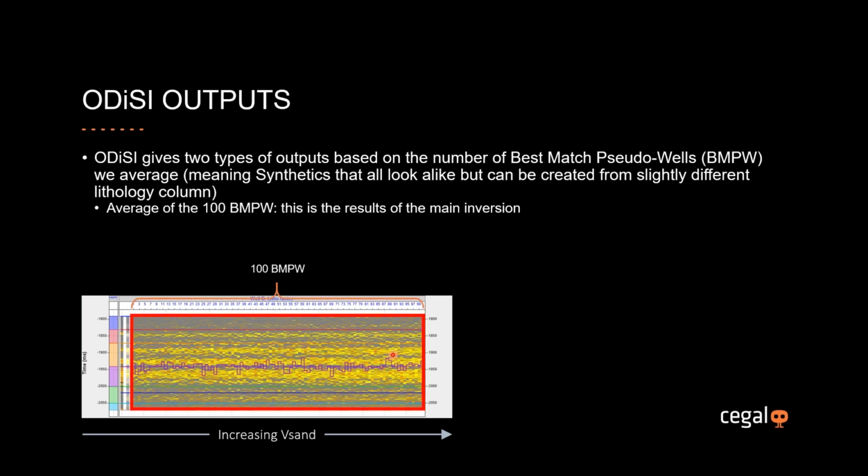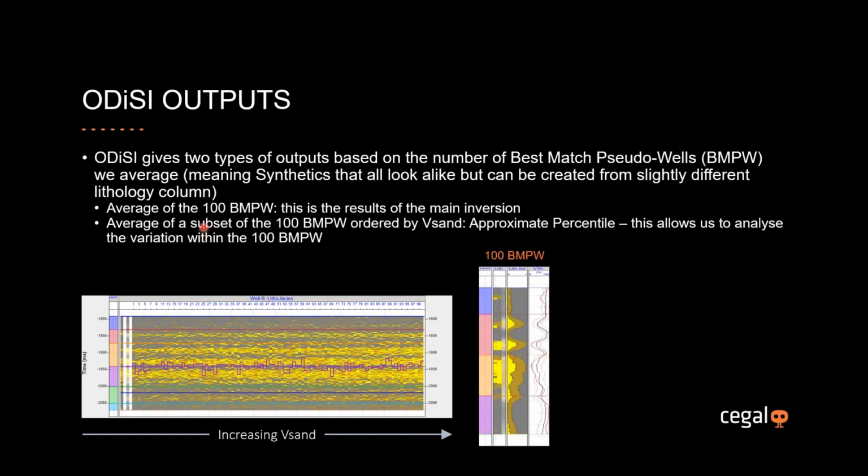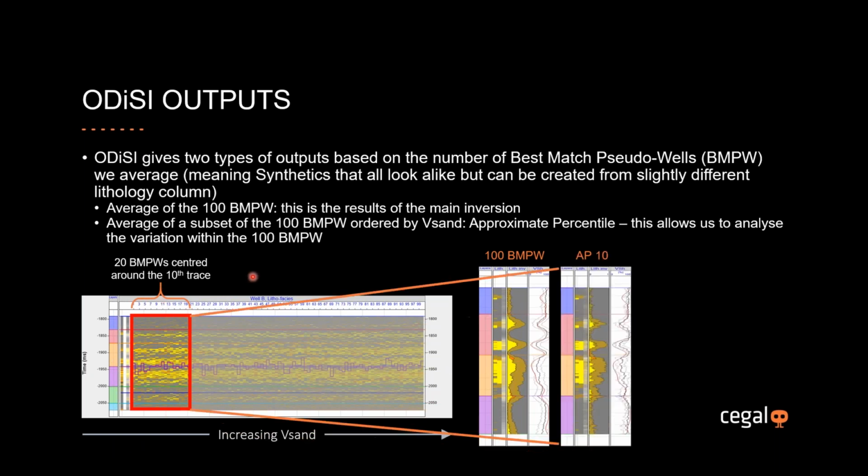But because now we have 100 best match pseudo-wells, we can order them by whatever property we want. We can order them, for example, by an increase of V-sand. Then we can, if we want, average a subset of this 100 best match ordered by V-sand. It's what we call approximate percentile. This allows us to analyze the variation within the 100 best match pseudo-wells. So for example, if we average 20 best match pseudo-wells centered around the 10th percentile, it's what we call the AP10.